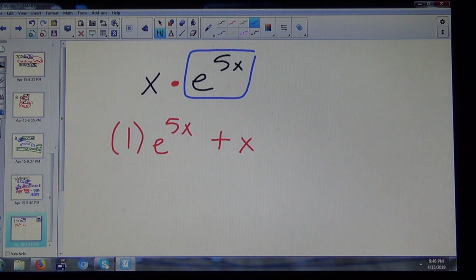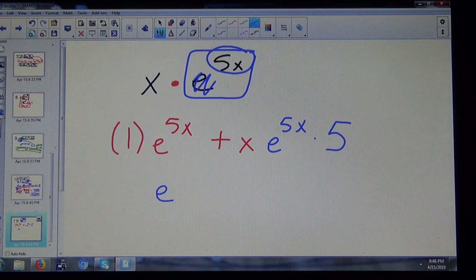So e to the x would be e to the 5x, you just rewrite it, times, what have I not done the derivative of? 5. Okay, and now with e to the x's, that's one that if it's the exact same, they actually factor these ones out. Here's how they leave them as the answer. So they both have an e to the 5x, so I'll take an e to the 5x out, and then I'm left with a 1 plus a 5x.